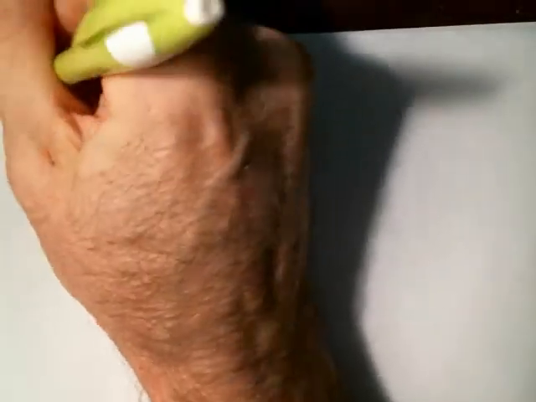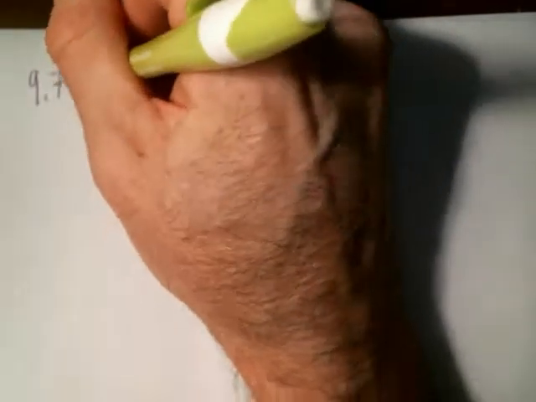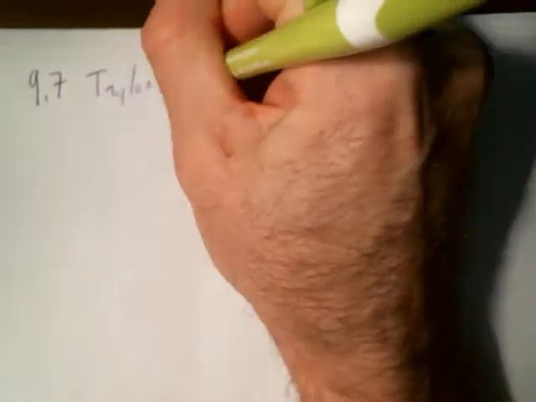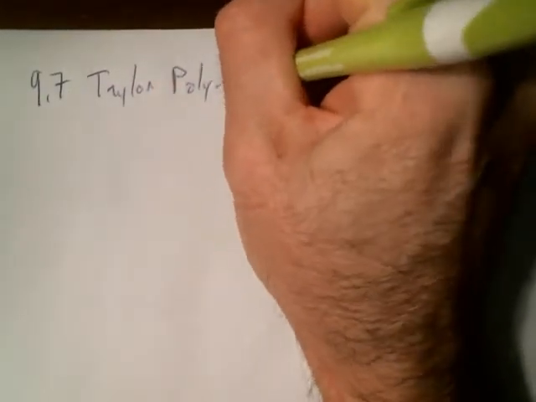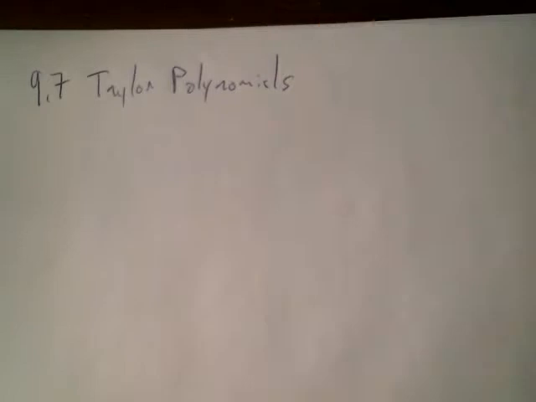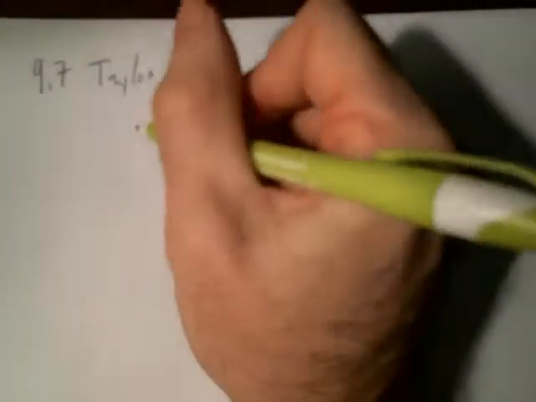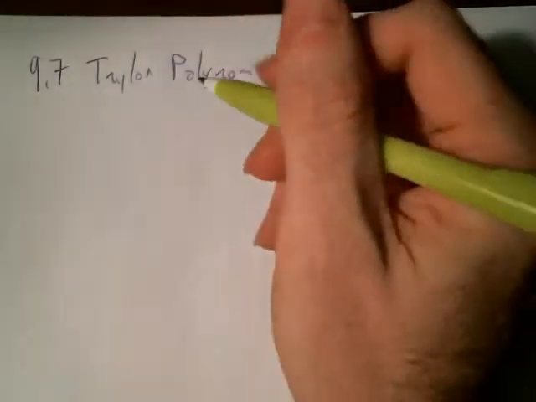Okay, welcome back. So what we're doing now is trying to connect the study of these series that we've been working with to approximating functions. And the first step is to consider the approximation of functions by polynomials. So 9.7, Taylor polynomials and approximations.